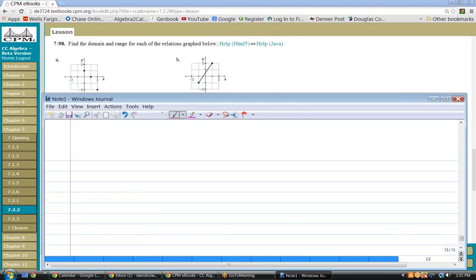A, let's find the domain and range. We have 3 points on that curve only. It's not a continuous function. It's only 3 points. So what is our domain? What can x be equal to? Domain is what x can be equal to. So what are the 3 values of x? 0, 1, and 2. Good.